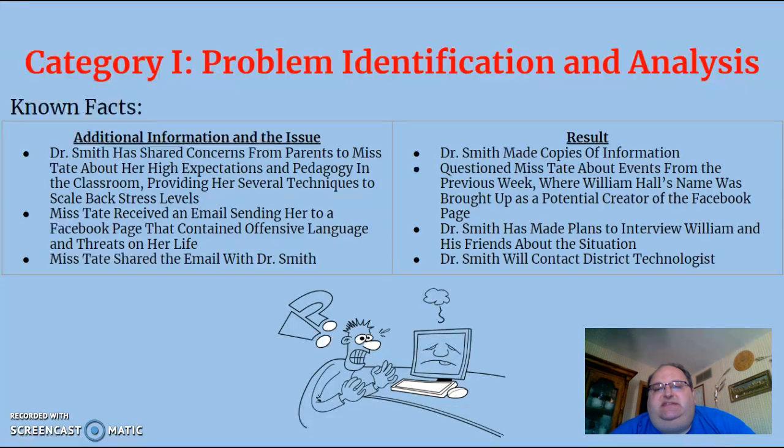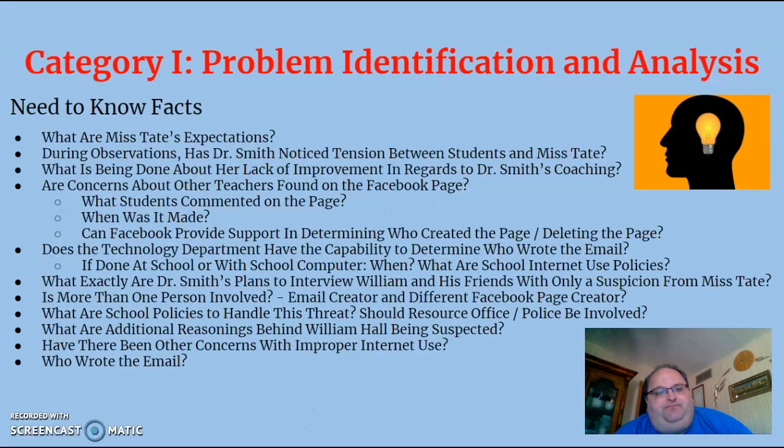Once she did that, Dr. Smith made copies of the information. He questioned Miss Tate about the events, which led to a student being identified as a possible creator of the page, named William Hall. Dr. Smith also told Miss Tate that he would make plans to interview William and his friends, and he would look at contacting the district technologist to see if they could identify who did it.